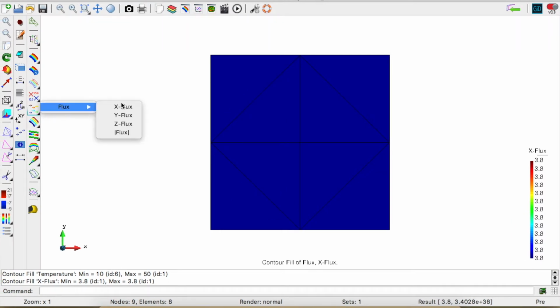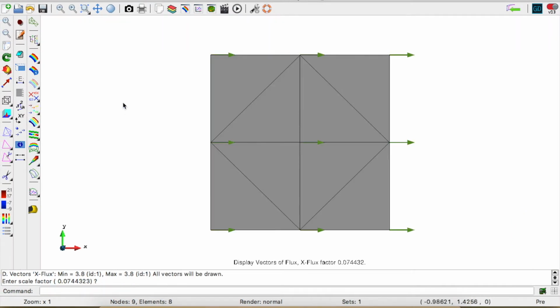We can also draw the vectors. We can see here that the flux goes from the left to the right. We can corroborate this solution. For that, we will replace one of the boundary conditions for the flux that we get.